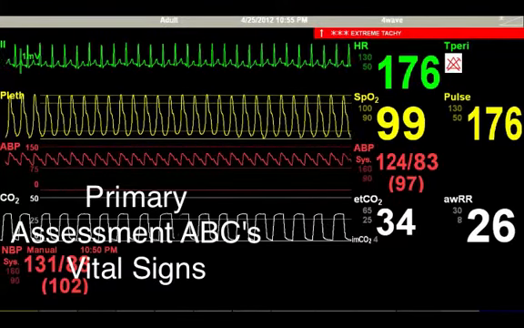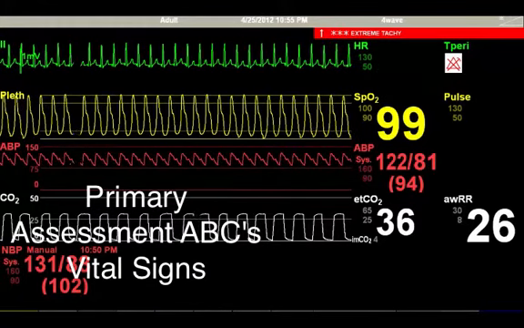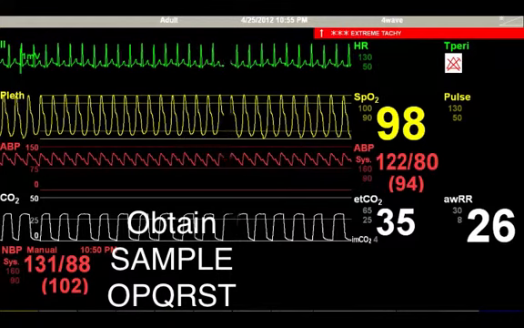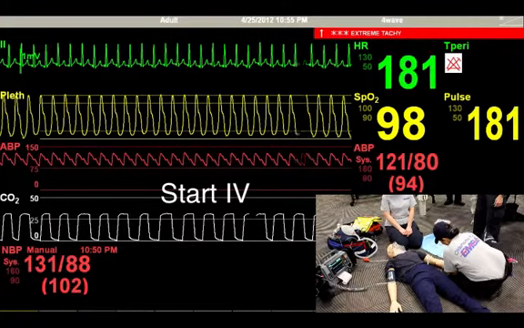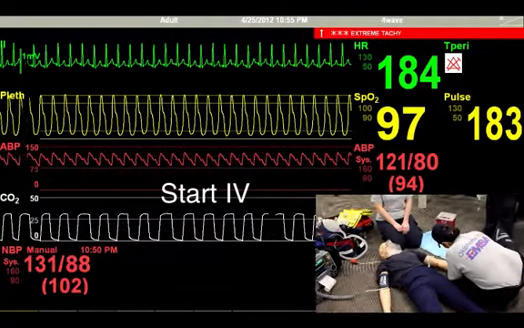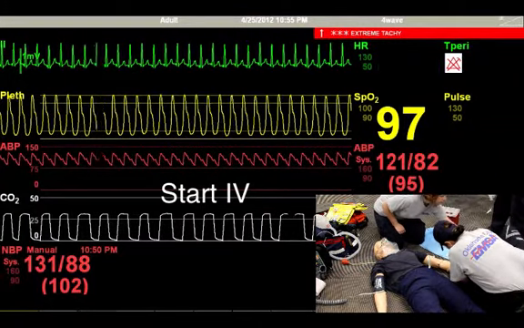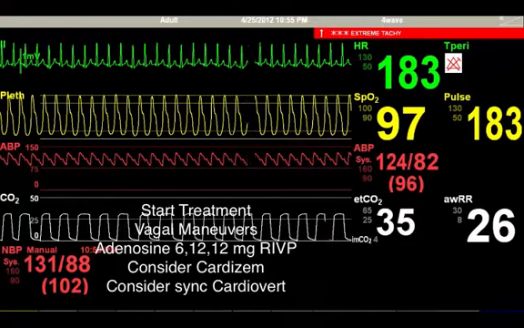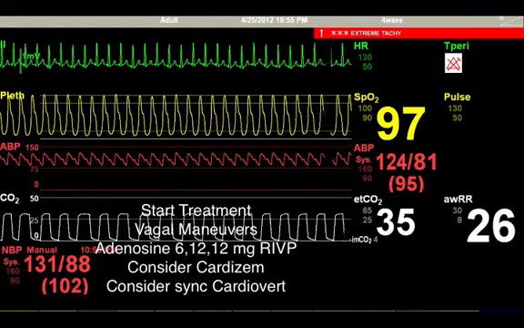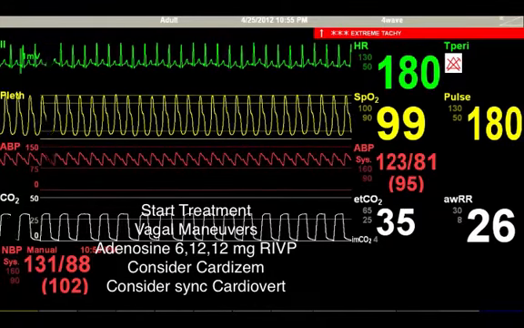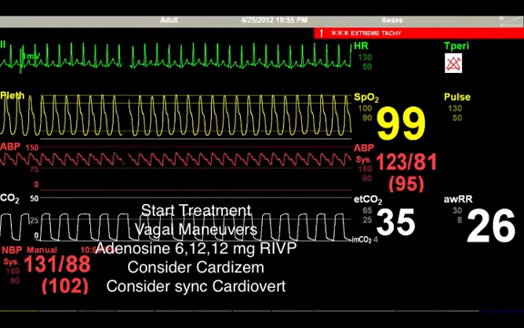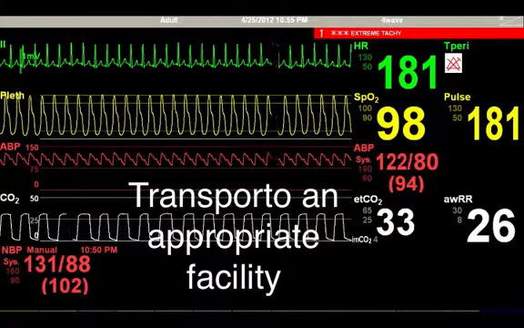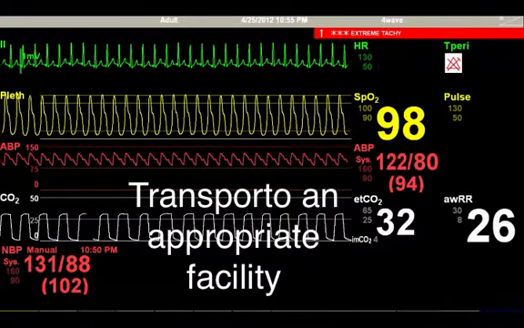Perform a primary assessment: airway, breathing, circulation, and vital signs. Obtain a SAMPLE and OPQRST history. Start an IV on the patient. Start treatment: vagal maneuvers first. Then adenosine 6, 12, and 12 milligrams rapid IV push, considering diltiazem and considering synchronized cardioversion. Transport the patient to the closest appropriate facility.